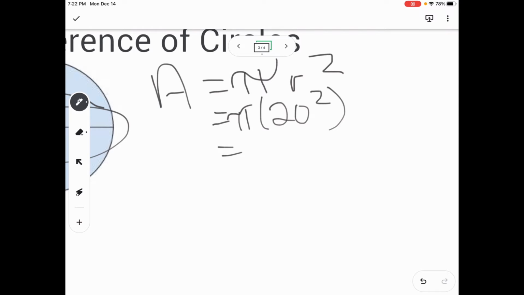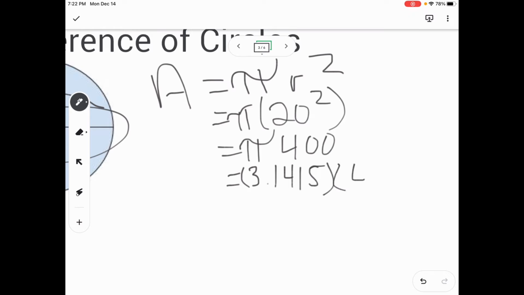Remember, we have to square first, so 20 times 20, or 20 to the power of 2, which is equal to 400, and then pi. In my last video, I also suggested that if you do not have a scientific calculator, you use 3.14159 multiplied by 400 because it will give you a closer decimal, similar to if you were using the pi button on a scientific calculator.